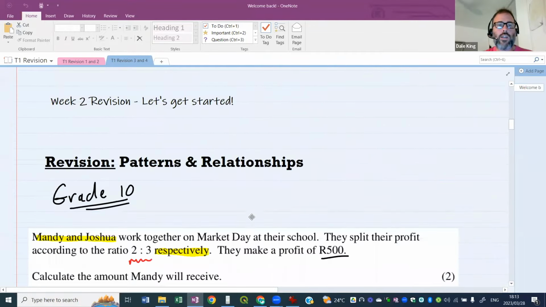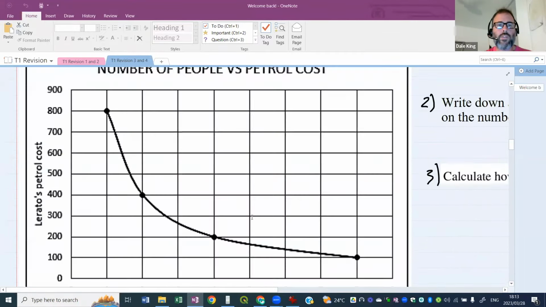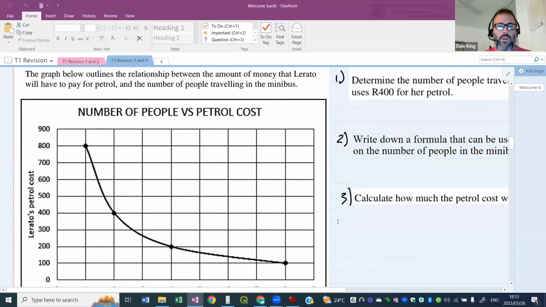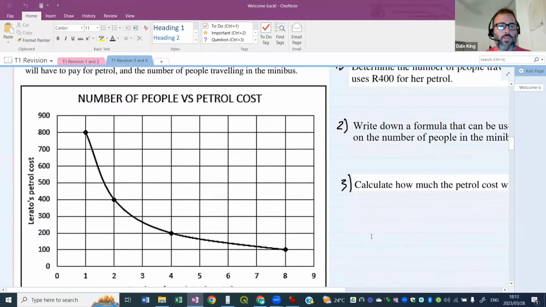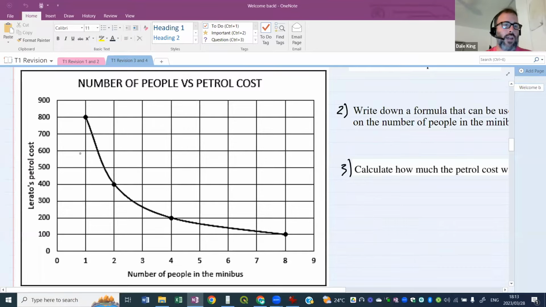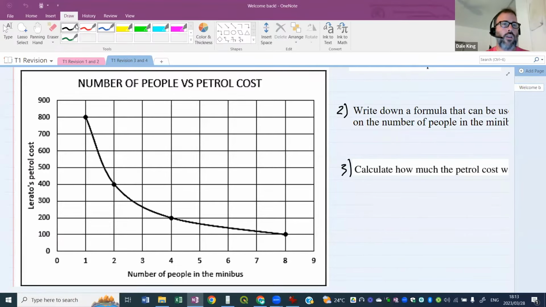Let's go up to here. Here's the graph. All right, so that is the graph. It's the number of people versus the petrol cost. On the y-axis, we have the petrol cost. Right at the top, you can see that the top value for one person is 800 Rand. So what this graph says is that if you have one person in this minibus taxi, the petrol will cost you 800 Rand.